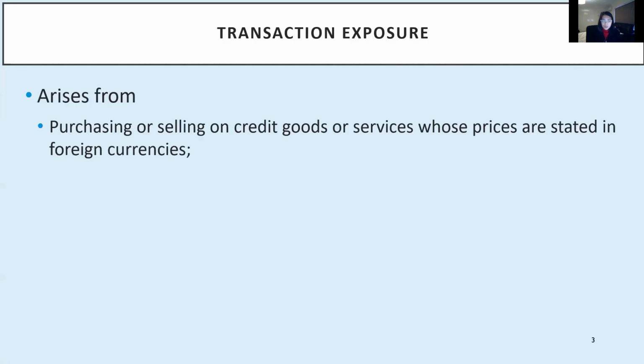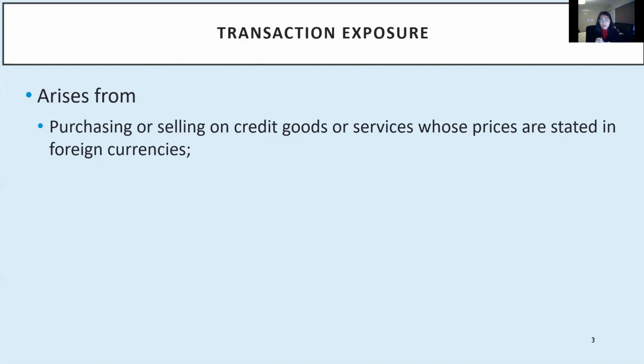So with transaction exposure, we are focusing on the exchange rate risk exposure on one particular transaction, right? So for example, in your assignment, you look at one particular receipt or invoice, and you need to discuss the exposure with that particular transaction, okay?